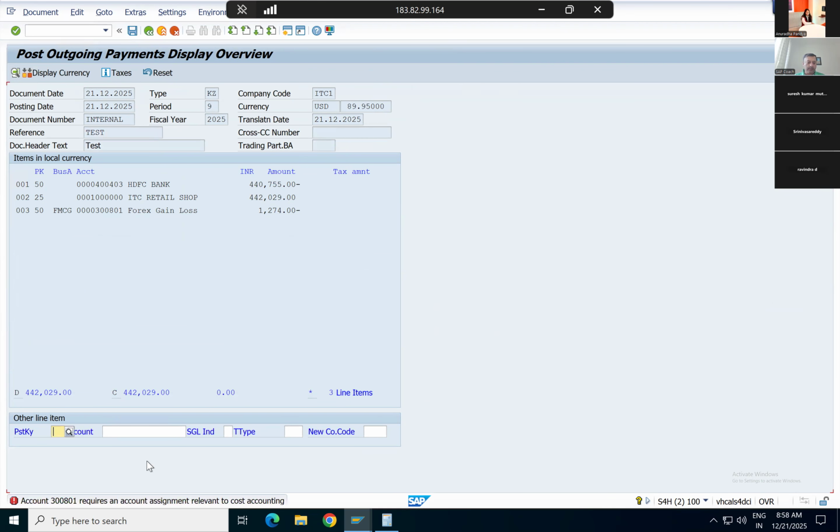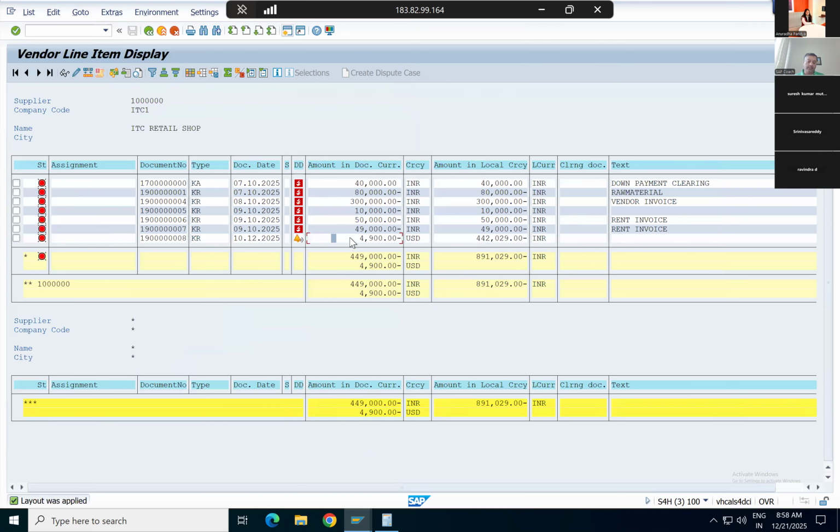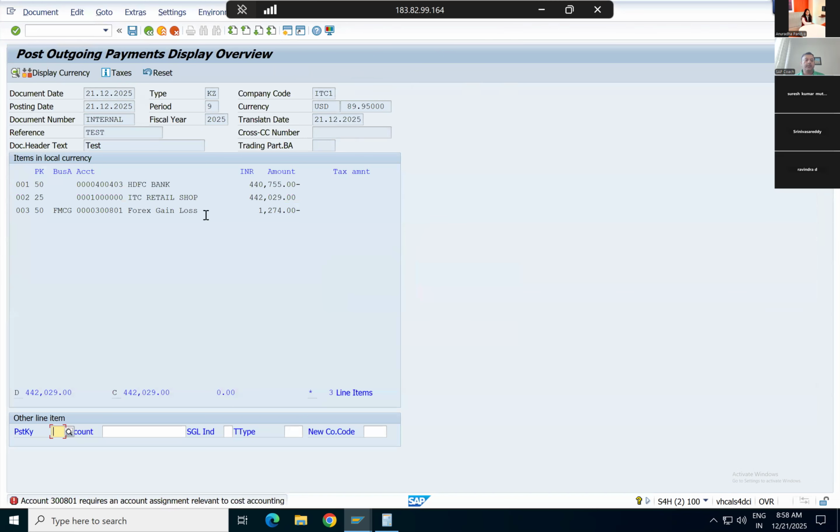Okay, there is some error, so I am not able to post, but at least it is doing the calculation. Once I do the setting, then it will also post this entry. And when it posts this entry, this open item will get cleared and the foreign exchange fluctuation will get booked. So these two things happen simultaneously. Any questions? A similar thing happens for customers, for banks, and all other open items we do in the same way.